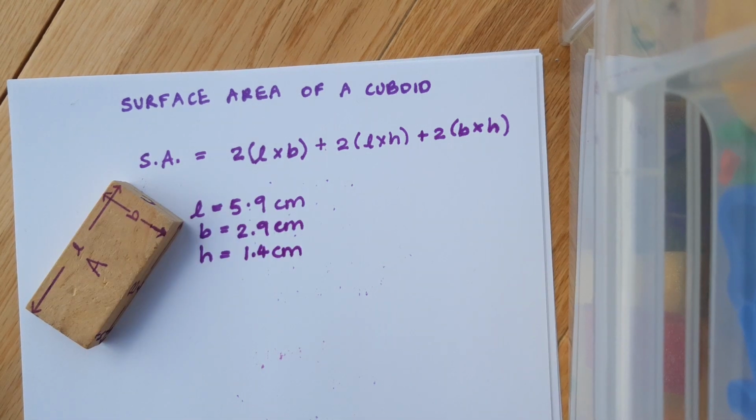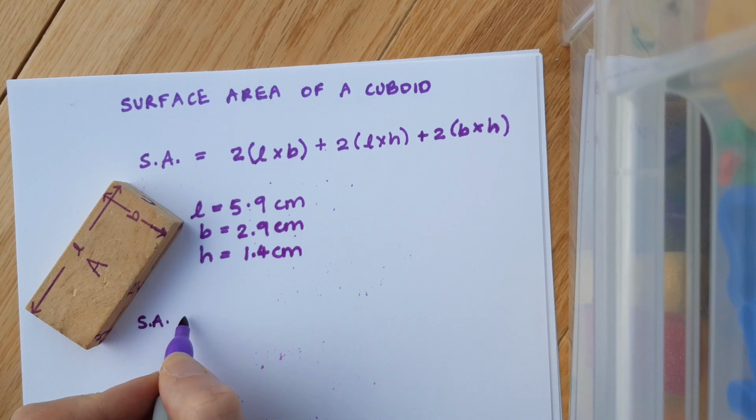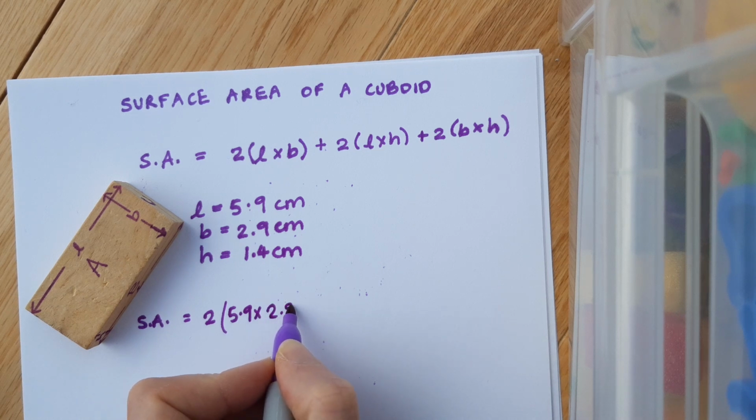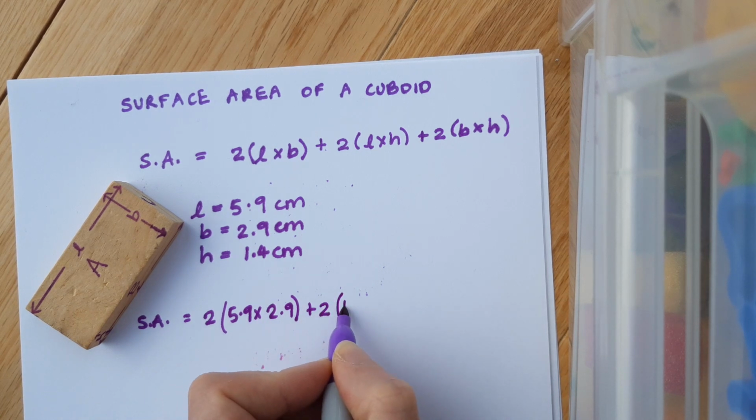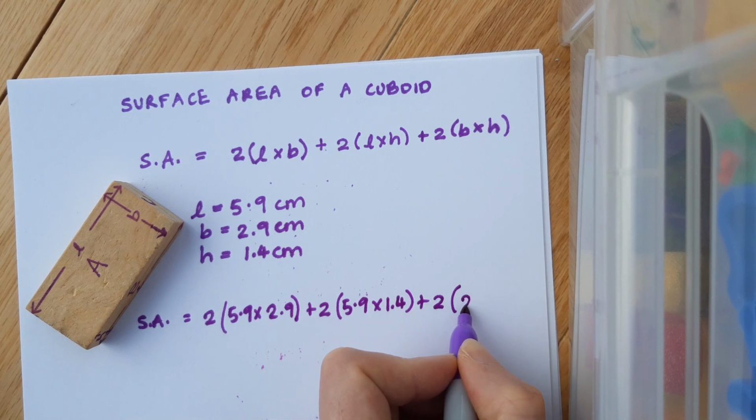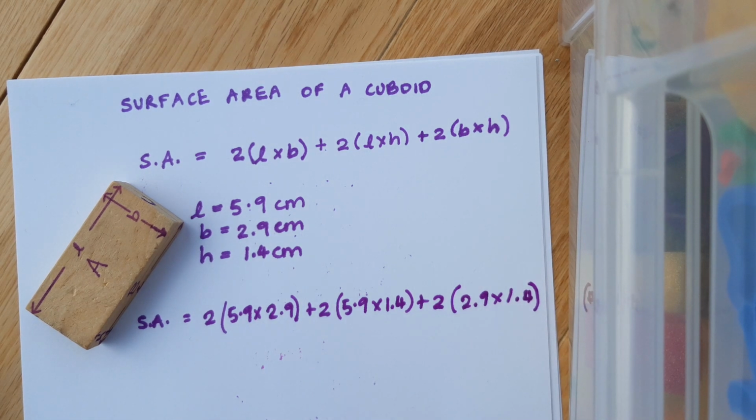So the dimensions of this particular cuboid are actually the exact same as the very first one that we saw in the video. So length is 5.9 centimeters, breadth is 2.9, and height is 1.4 centimeters. So when I want to calculate the surface area then, this is how my calculation is going to go. I'm going to say twice 5.9 by 2.9 and twice 5.9 by 1.4 and twice 2.9 by 1.4. And then I'm going to go to my calculator and type that in exactly as I see it.